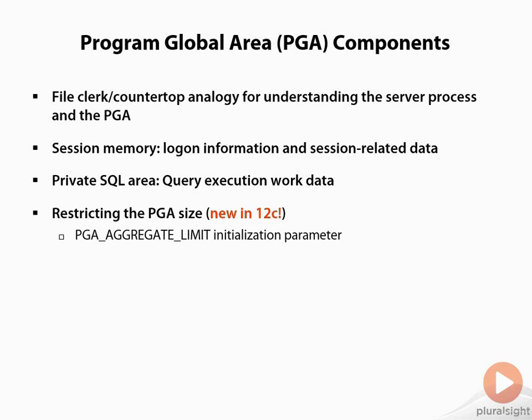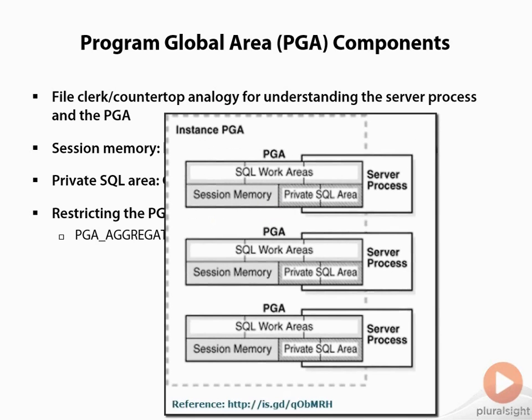The program global area is per process. In other words, your users who connect to the database are going to be captured. Their session is going to be managed by a server process. Background processes are also captured in their own private workspace. And there's a cool analogy in the Oracle documentation for understanding the relationship between the server process and the PGA.